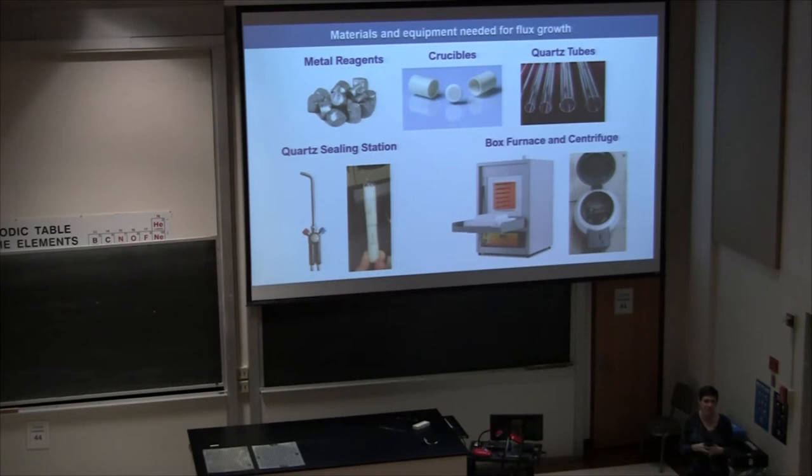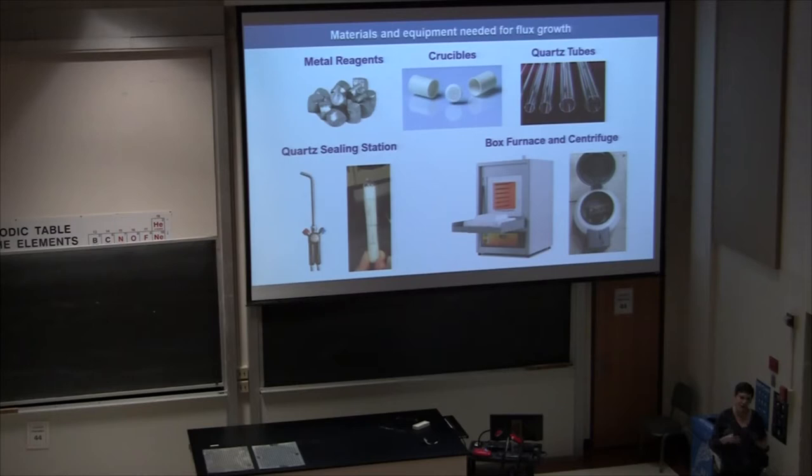So quartz begins to significantly soften around 1200 degrees Celsius. And so if you have any difference in vapor pressure between the outside and the inside of your tube, above 1200, you're usually going to see either your tube is going to collapse in on itself or it's going to explode. So our limit in terms of temperature for flux growth is typically about 1200, although there are some ways that we can get around this that I'll talk about later.